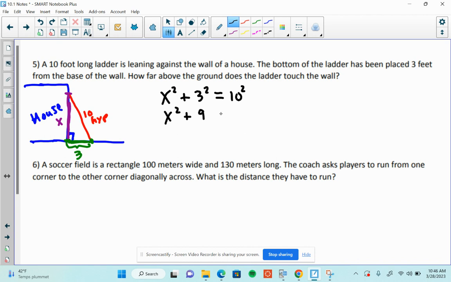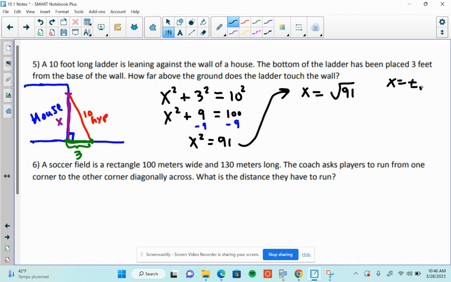3 squared is 9. 3 times 3 is 9. 10 times 10 is 100. We'll subtract 9 from both sides. And we'll have x squared equals 91. And then we will do the square root. Now, normally we would have a plus or minus square root. Normally we would write this. But we can't have negative lengths. So x has to be the positive square root of 91.